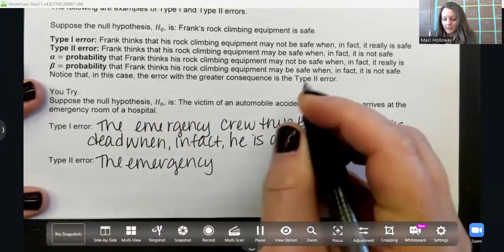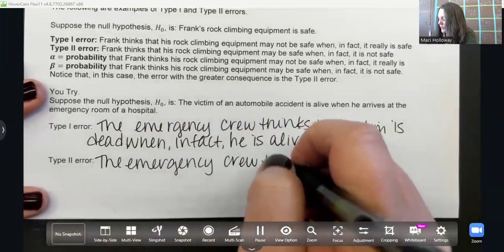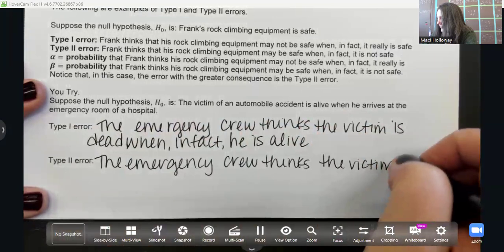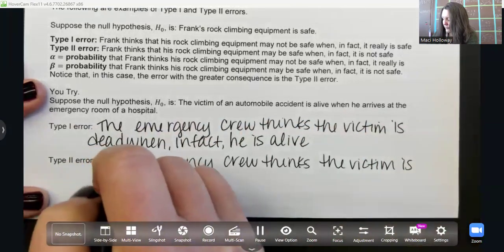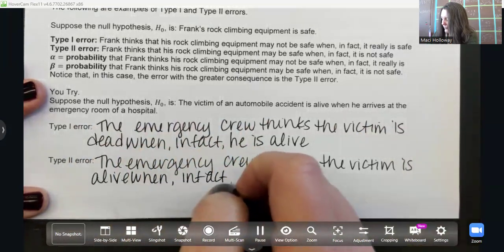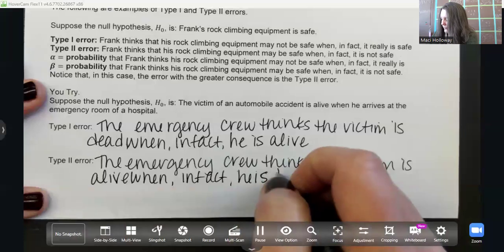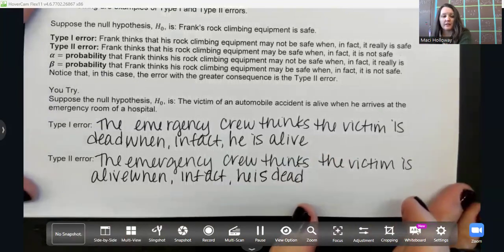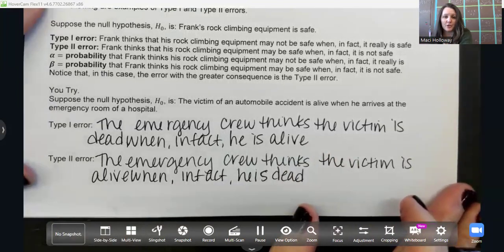You can try this too. Crew thinks... okay, so the type 2 error, the false negative, when in fact you should reject the null hypothesis. The emergency crew thinks the victim is alive when in fact he is dead. So those are a little overview of type 1 and type 2 error.